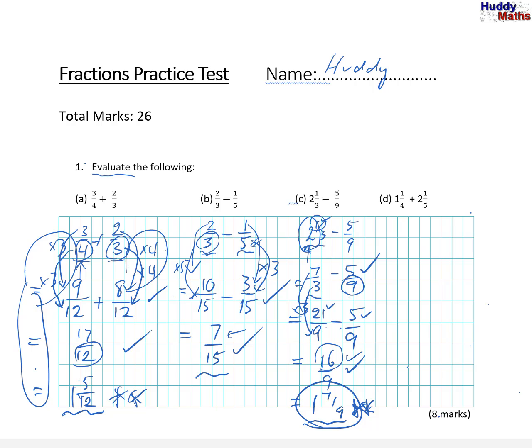Okay, let's have a look at the last one now. 1 1/4 plus 2 1/5. Oh, 2 mixed numbers. So we've got to change both of them to fractions so that we can use the same idea as before, making the 2 fractions the same sort of units and then adding or subtracting them. Okay, so here 1 1/4. Now 1 whole is equal to 4/4.